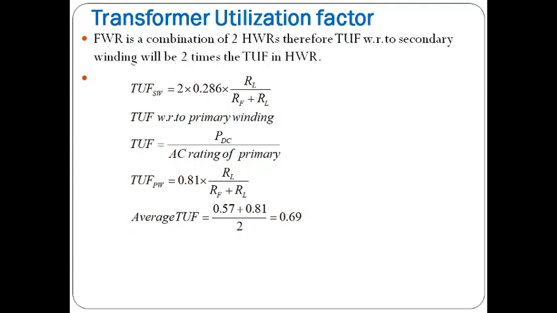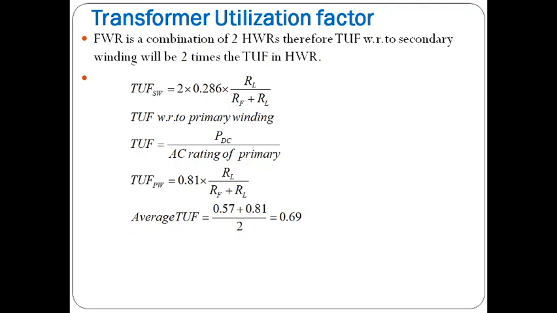It is equal to 0.286 into 2. Otherwise you can calculate it as PDC by PAC. Clear? So here the transformer utilization factor is 0.286 into 2, which equals 0.57.